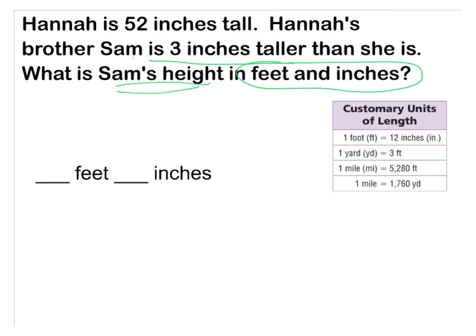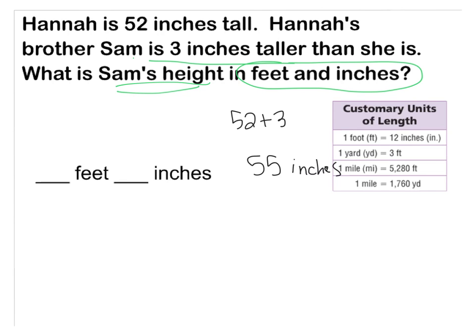All right, friends, you should have known that if Sam is 3 inches taller than she is, then your first step would be to write 52 plus 3. Now that would give us Sam's height in inches. 52 plus 3 is 55. That's part 1. We know Sam was 55 inches tall.